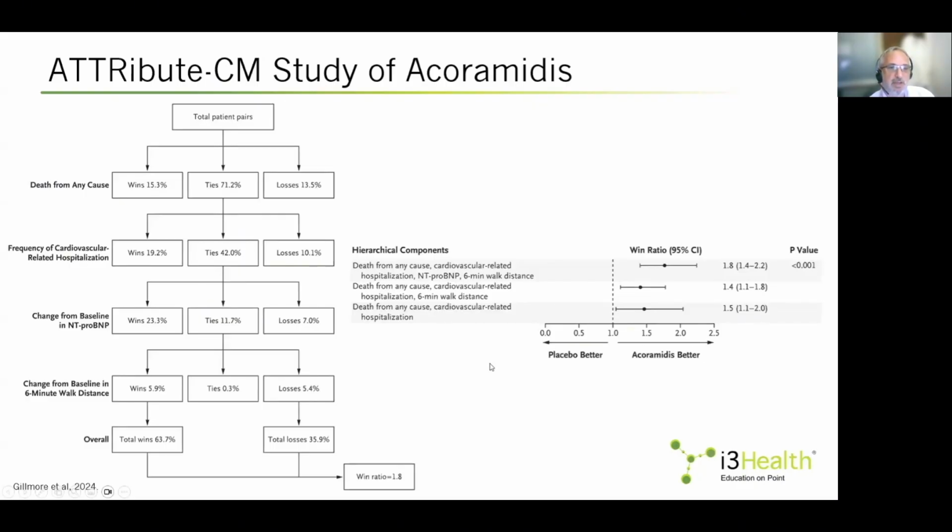And Acoramidis is a molecule that was designed to mimic the T119M variant. That's a variant that causes stabilization of the TTR protein, and so may be a more complete stabilizer than Tafamidis.